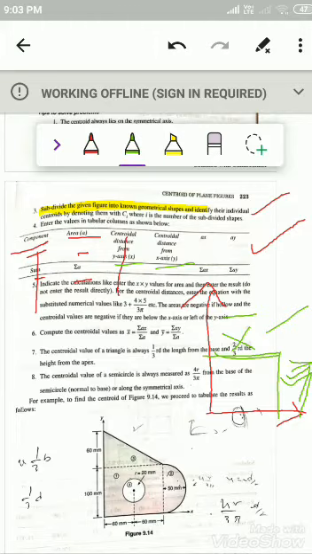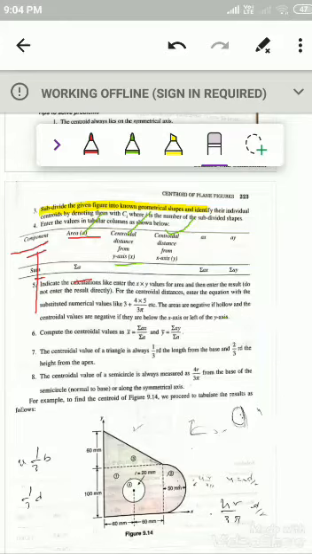Then you have to find A into x and A into y. A is the area, x is this column, and again A is the area, y is this column. You multiply these and find the summation of AX and the summation of AY. So this is the tabular column. In the form of a tabular column only, you calculate the centroidal values and enter all the values here.